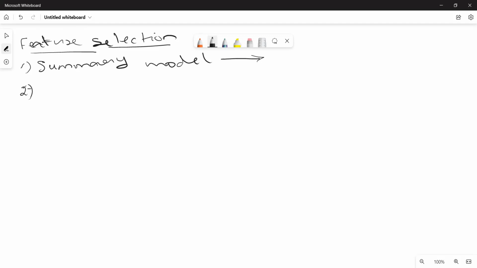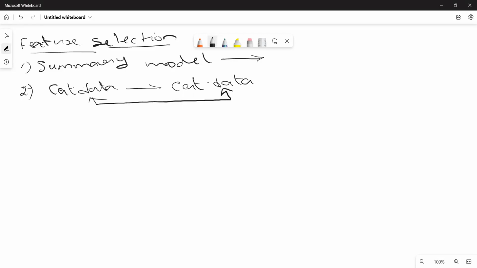Second one. Now in statistics, you would have probably done this: when I have categorical data and I want to compare it with another categorical data to find out significance, which test will I perform? Which hypothesis testing will I do to find out whether this categorical data X and this categorical data Y are dependent on each other or are independent?